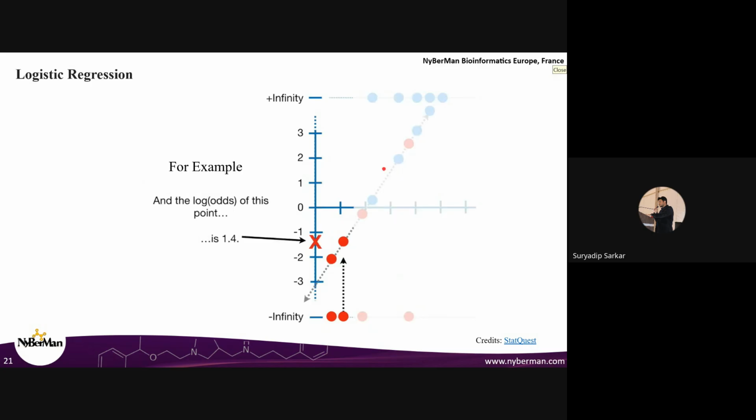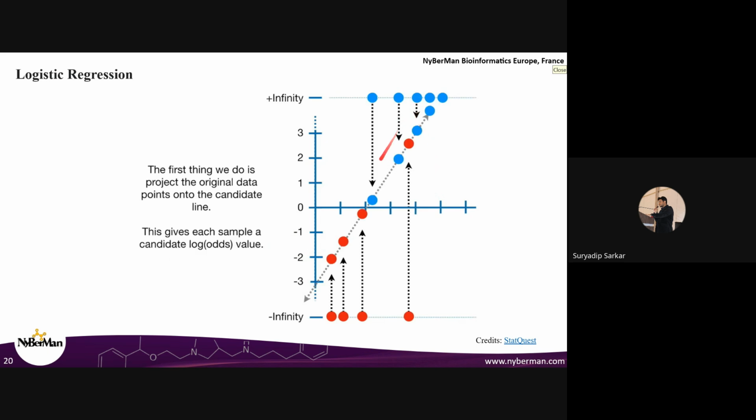Now, for example, for this particular data point, I have projected it onto the line, and then I drop a perpendicular onto the y-axis, and I see that the log of odds here is minus 1.4. This is a typo, it should be minus 1.4. Okay, so just like that, for all of these data points, we figure out the log of odds value.